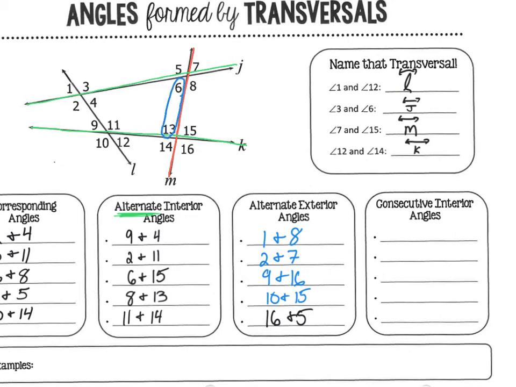So if that's 1, what's the other one? 4 and 11 would be 1, but that would be on a different transversal. But yeah, you're right. So 4 and 11 were 1. What would be another one? Well, 2 and 9. Good.